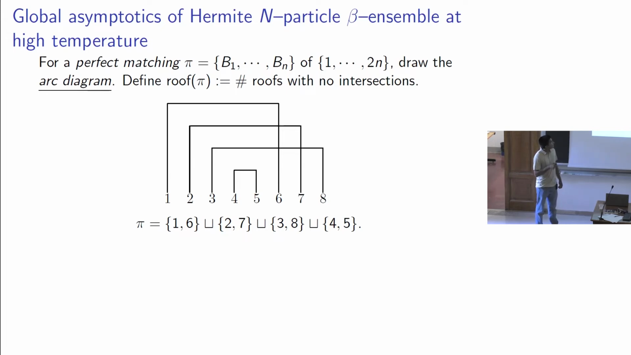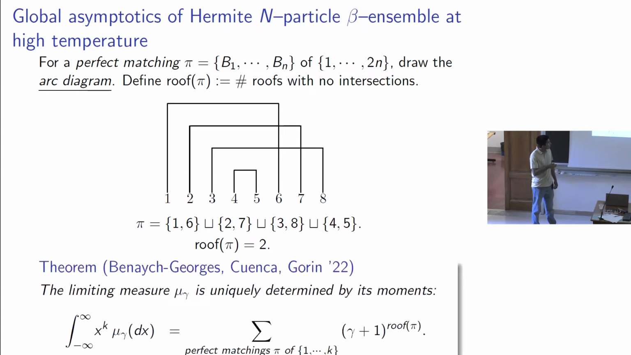And then the roof of the perfect matching, roof of pi, is the number of roofs with no intersection, okay? So take a look at this. The roof of 2-7 has an intersection, right? And the roof of 3-8 has 2 intersections, okay? So those do not count. But the roof of 1-6 and the roof of 4-5 do not have intersections. So in this case, the roof of pi is equal to 2.